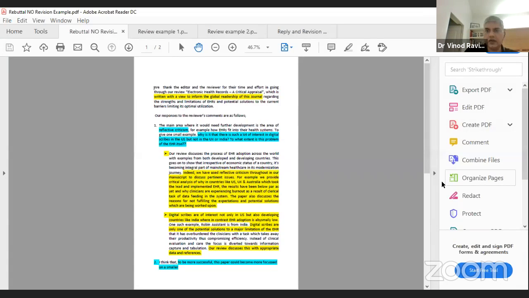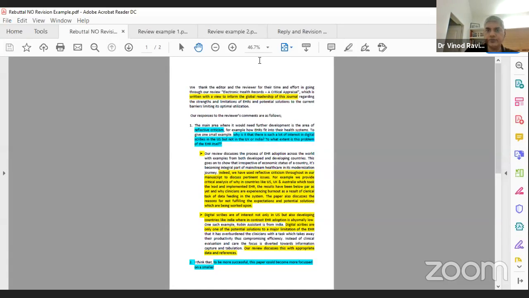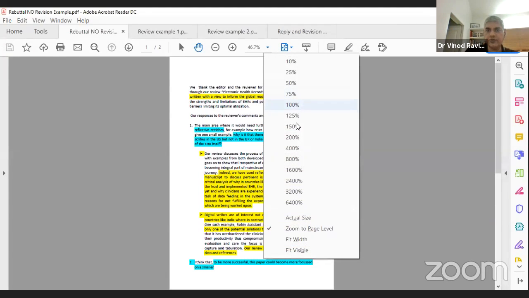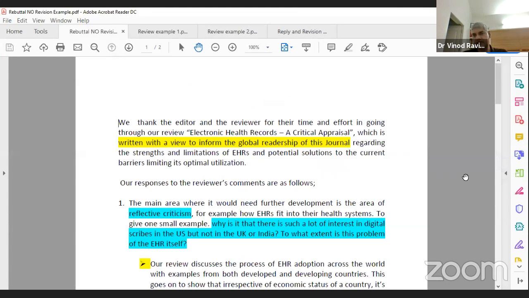This is an example where the reviewer wanted to basically change the overall nature of the whole thing. And as an author, it was not acceptable to them. When we write a rebuttal at this stage, I have said here rebuttal, but no revision. That is the example. So here, again, start by thanking the editor and the reviewer for the time and effort.